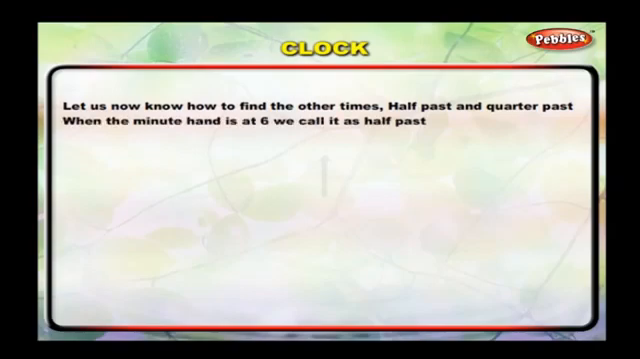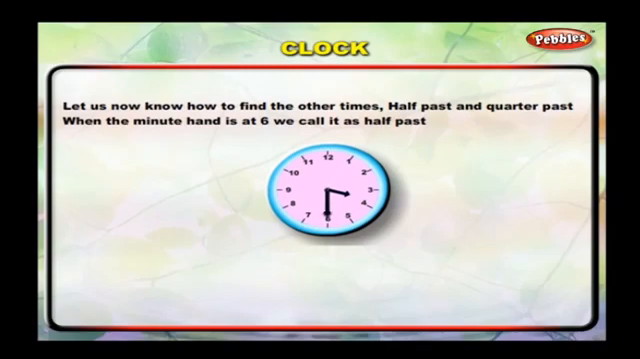When the minute is at 6, we call it half past. When the long hand shows the number 6, we call it half past. Look at the clock. The long hand lies at 6. It denotes 30 minutes and the short hand lies between 3 and 4. So we call it half past 3.